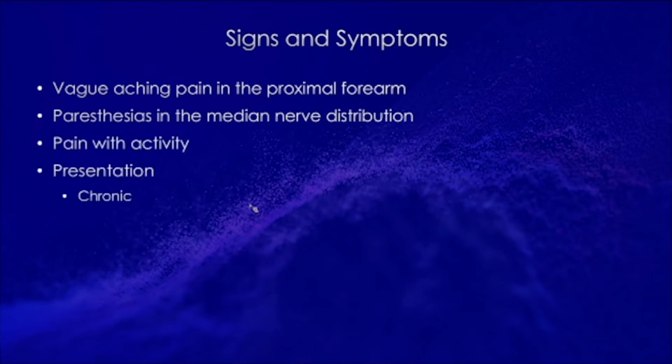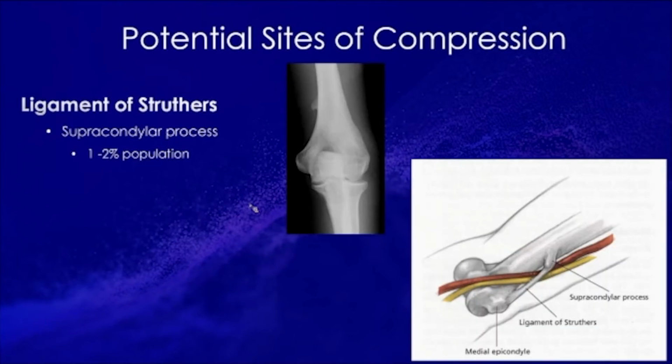There are 2 different presentations. You can have more of a chronic presentation. You can also have patients that have an acute presentation: young, involved in sports, weightlifting, and they tend to have a more acute presentation with significantly more pain. If you look at our sites of compression from proximal to distal, with every one of these patients you do want to get an x-ray of the elbow.